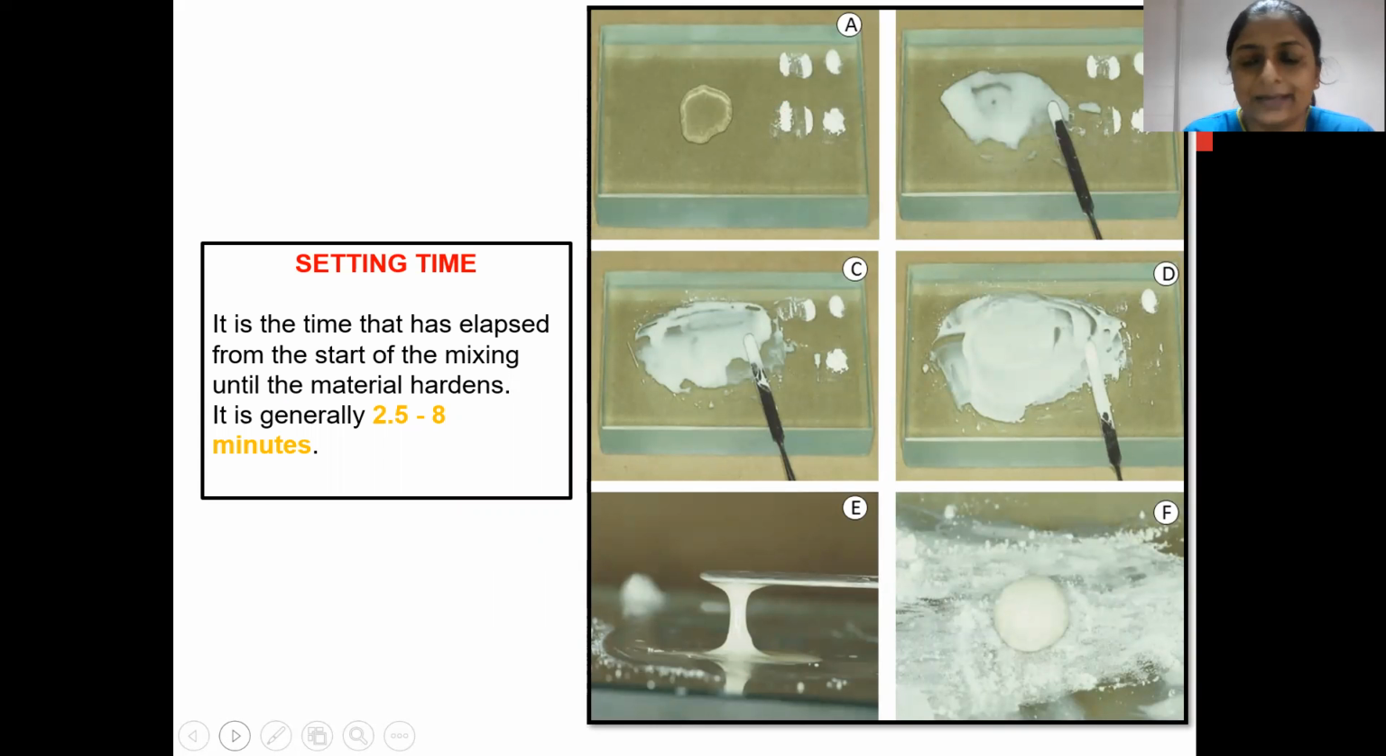Whereas for setting time, this picture is a classic picture of how we mix a zinc oxide eugenol cement or a zinc phosphate cement. You will have a luting consistency or a restorative consistency, which will be thin and thick. Setting time is the time that has elapsed from the start of the mixing until the material hardens. So first is the working time, followed by the setting time. Generally, the ideal setting time is 2.5 to 8 minutes.